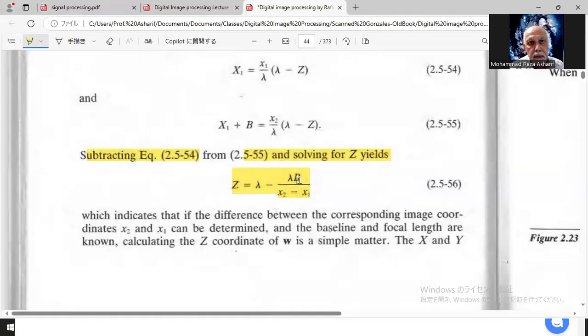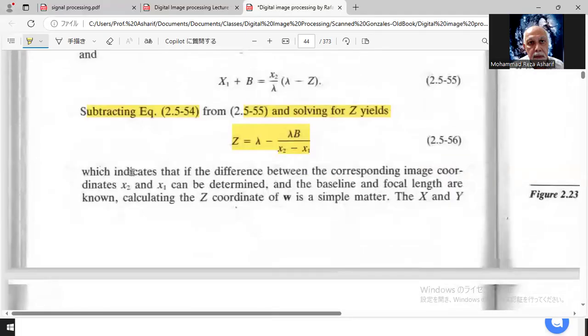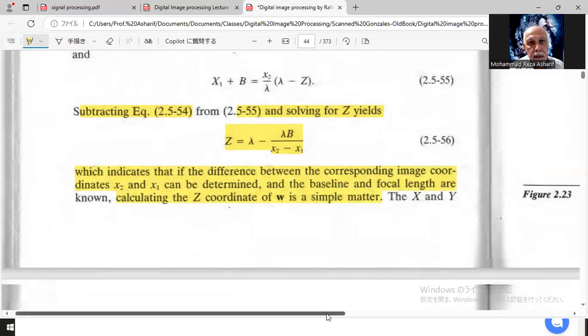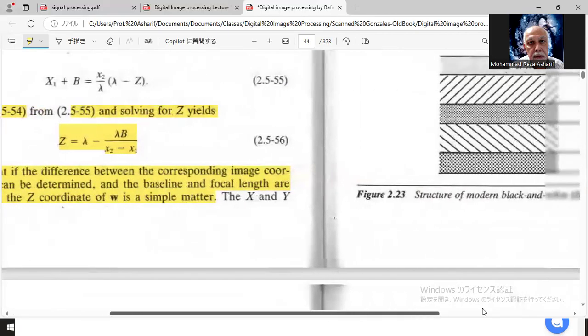For instance, in a human being, the distance between two eyes is b. So what we look at with the right eye and what we look at with the left eye, then you can guess the z, the missing distance, which is indicated by the difference between the corresponding image points x1, x2, determining the baseline, the focal distance, and calculating the z coordinate. And this is very simple. So from this we can find the missing depths.